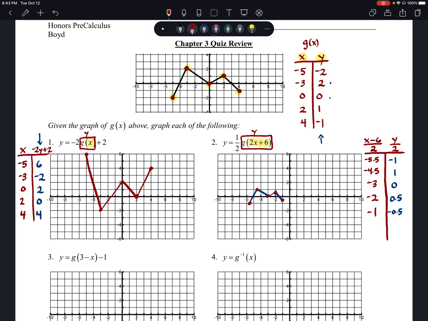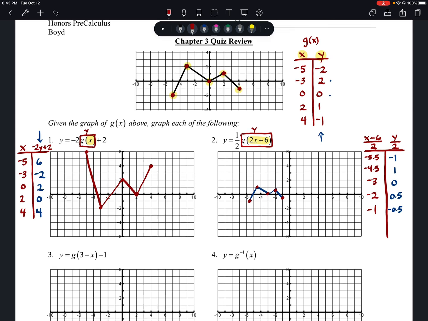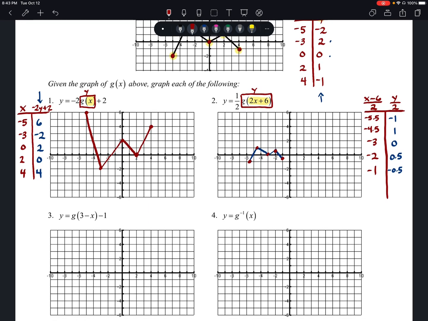Please go away. All right, so that's what our graph should look like on number 2. Let's go ahead and move down to number 3.